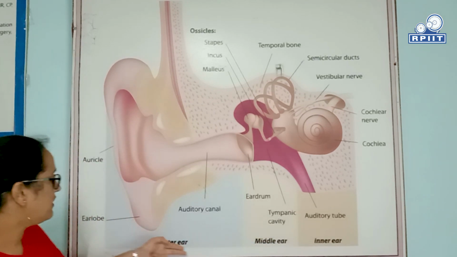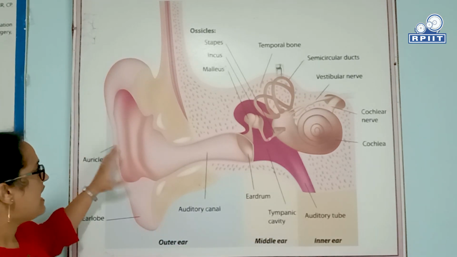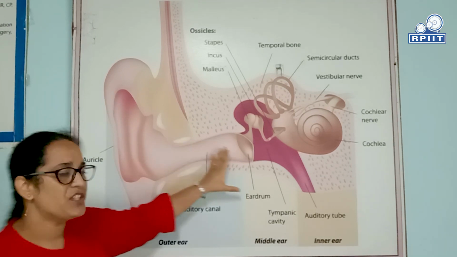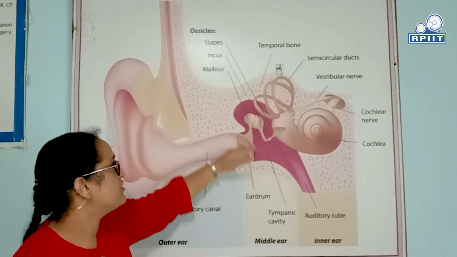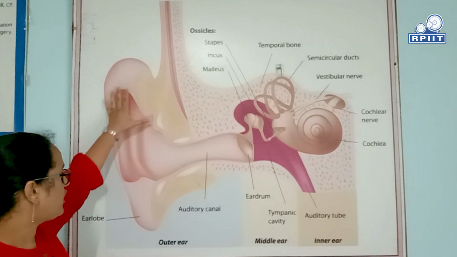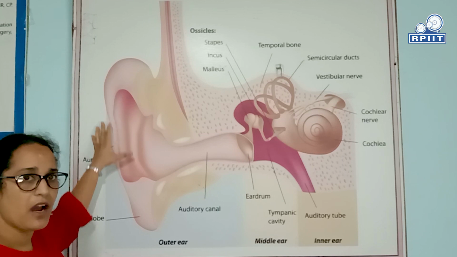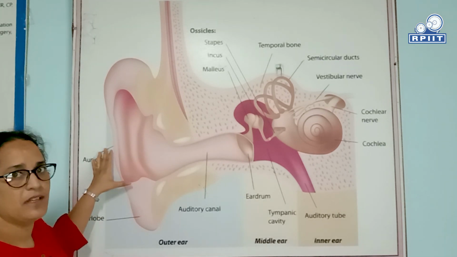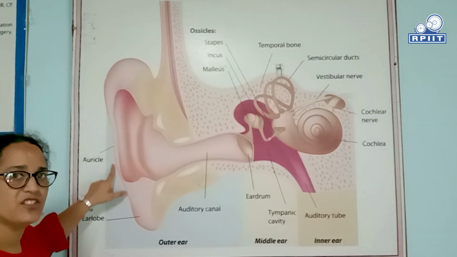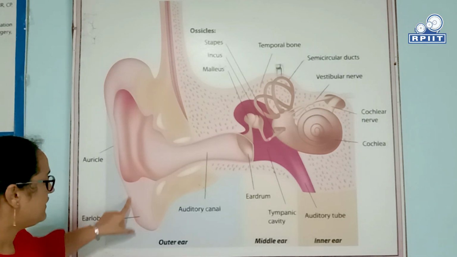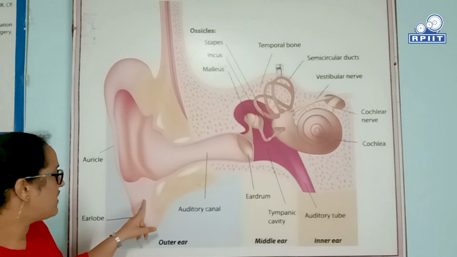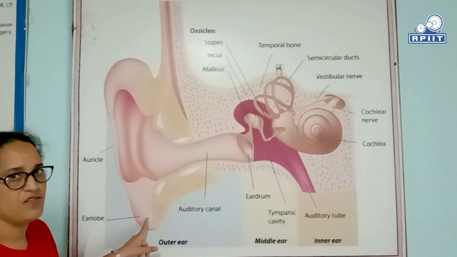So let's talk about the outer ear. Except for the outer ear or auricle, the rest of the structure of the ear is encased in the petrous portion of the temporal bone. The auricle is the fleshy part of the ear which is visible to our eyes. This curved structure is called the helix, whereas this is the earlobe, also called the lobule. This is very richly supplied with blood vessels.